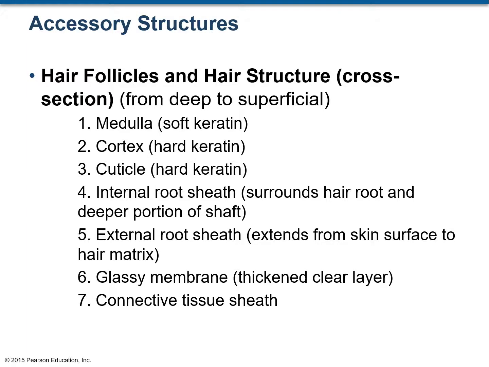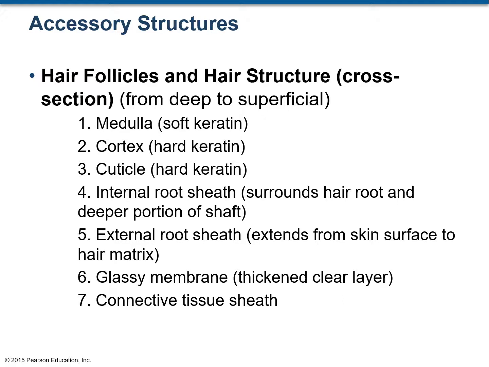If you look at the transverse section of a hair follicle or a hair, then you can see multiple layers. From deep to superficial, right in the center or in the core of the hair is the medulla, which is made up of a soft version of keratin. Surrounding the medulla is a hard keratin layer called the cortex. Outside the cortex is the cuticle, which is also made up of hard keratin.